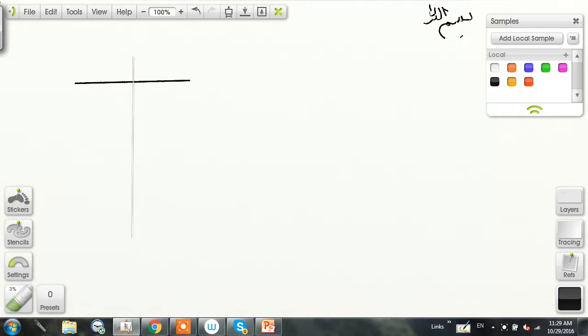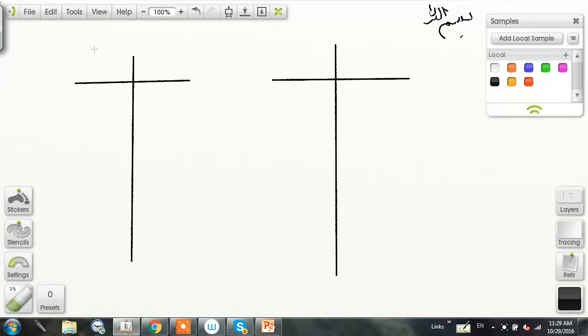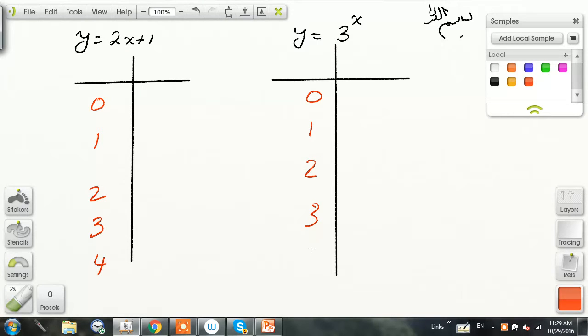So I'm going to put 2 functions over here, okay? This is going to be a linear function. Y is going to equal 2x plus 1. You agree it's a linear function? I hope so. Y equals 3 to the x, okay? Are you okay with that? So let's pick some values over here for ourselves, all right? 0, 1, 2, 3, 4.